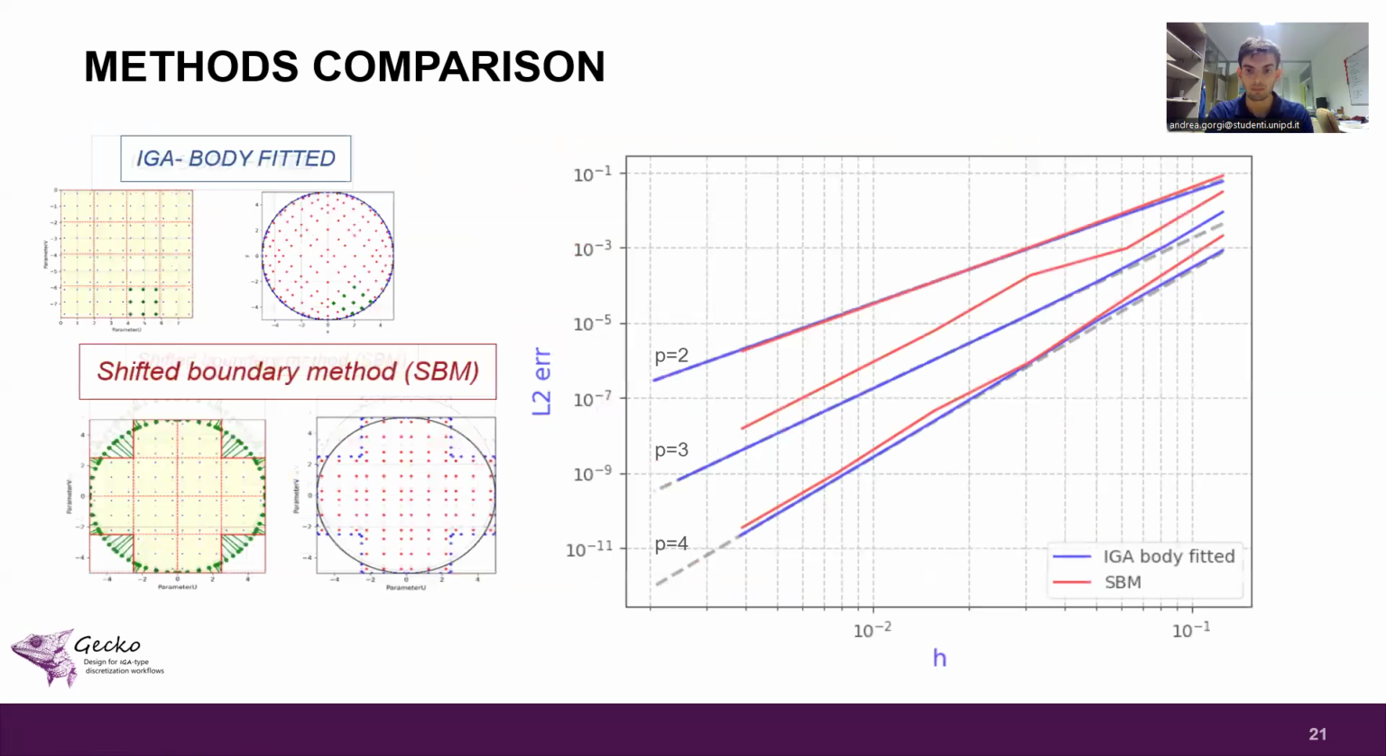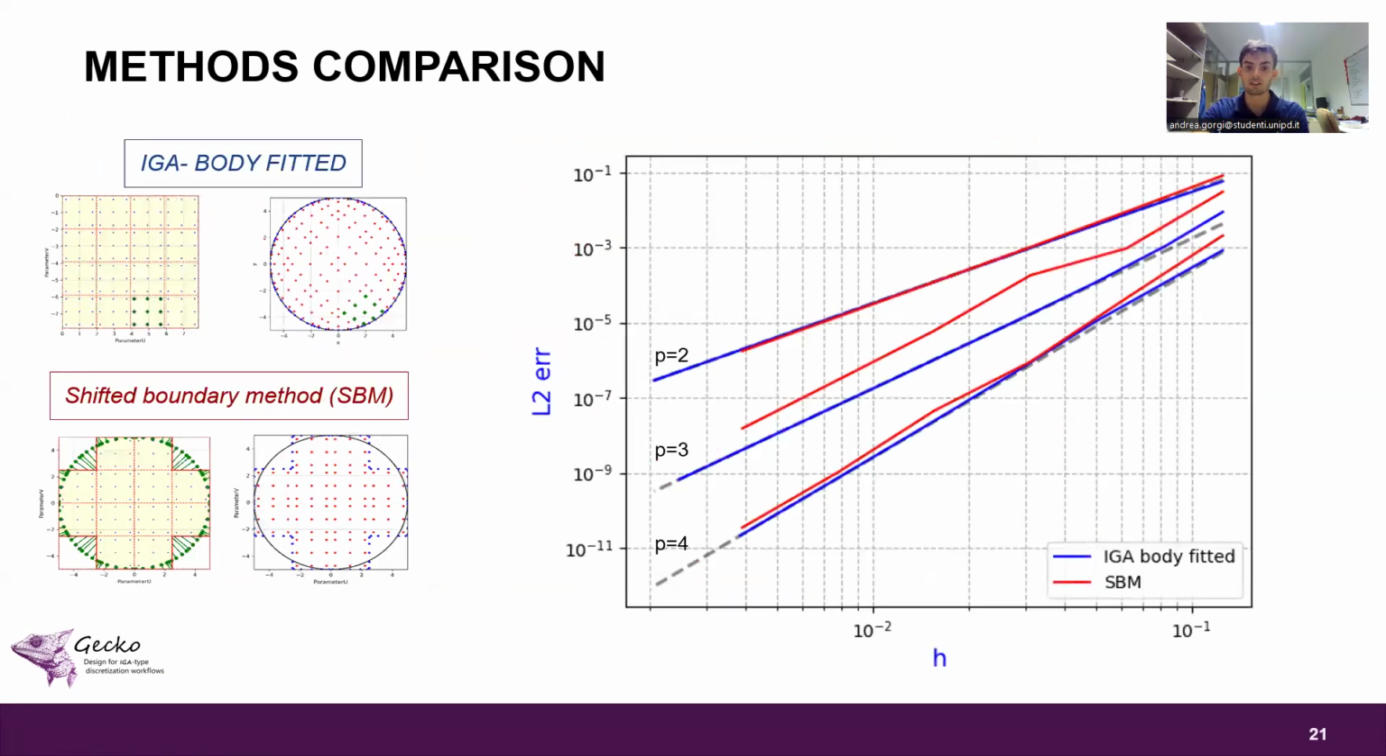Here I present the results in terms of convergence. You can see how they both show optimal results and very similar results. Of course, the body-fitted scenario will perform a little better than the shifted boundary scenario, but still the shifted boundary shows optimal results, and the difference in terms of accuracy is very, very low compared to the potential and flexibility that this method provides.